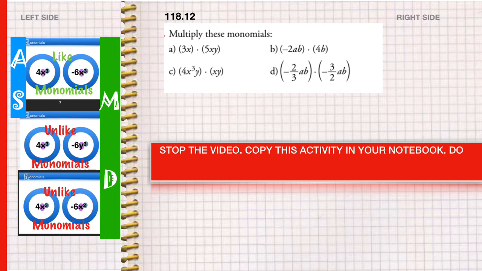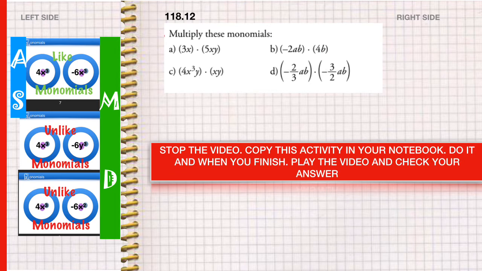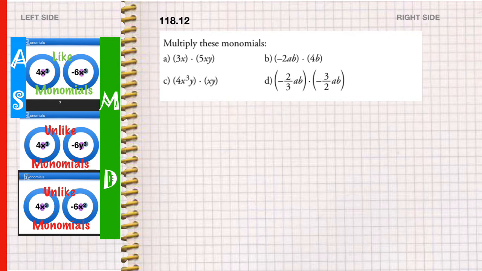Stop the video, copy this activity in your notebook, do it, and when you finish, play the video and check your answer. A. 3x times 5xy equals 3 times 5, 15, x times x, x squared, times y. B. Negative 2ab times 4b equals negative 2 times 4 is negative 8, a, and b times b, b squared.